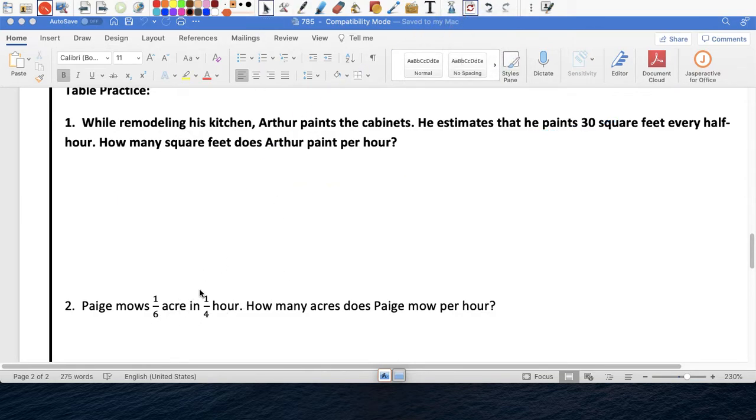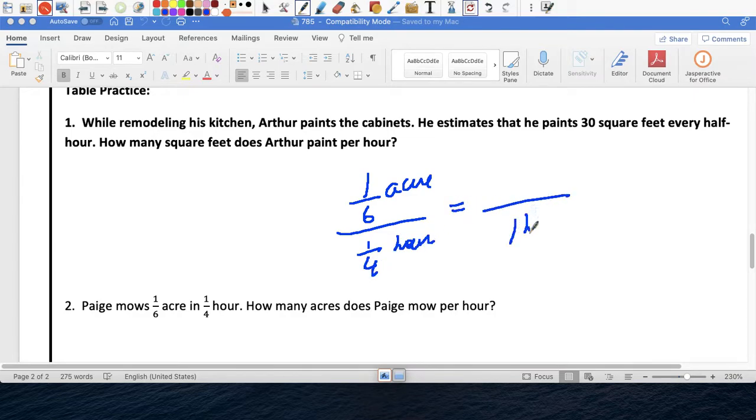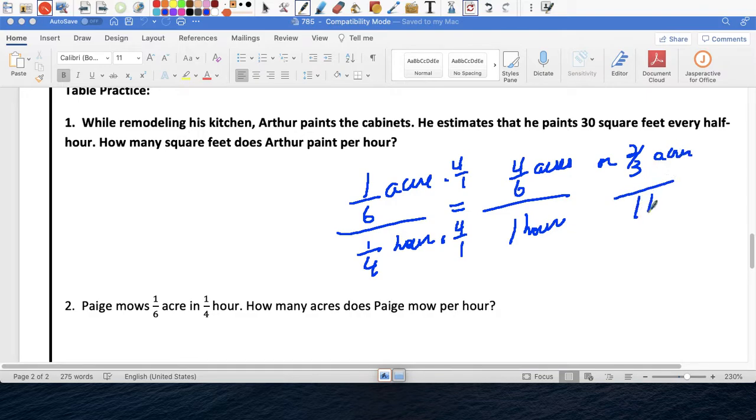Bottom page mows 1/6 of an acre in 1/4 of an hour. How much does she do in 1 hour? So again, you can just multiply that by 4. So 1/6 of an acre in 1/4 of an hour. We want the unit rate. So in 1 hour, how many acres does she mow? So we can multiply this by 4 over 1, and we get 4 over 6 acres. Or if you simplified, 2 over 3 acres in 1 hour. So whichever one you chose, it's fine.